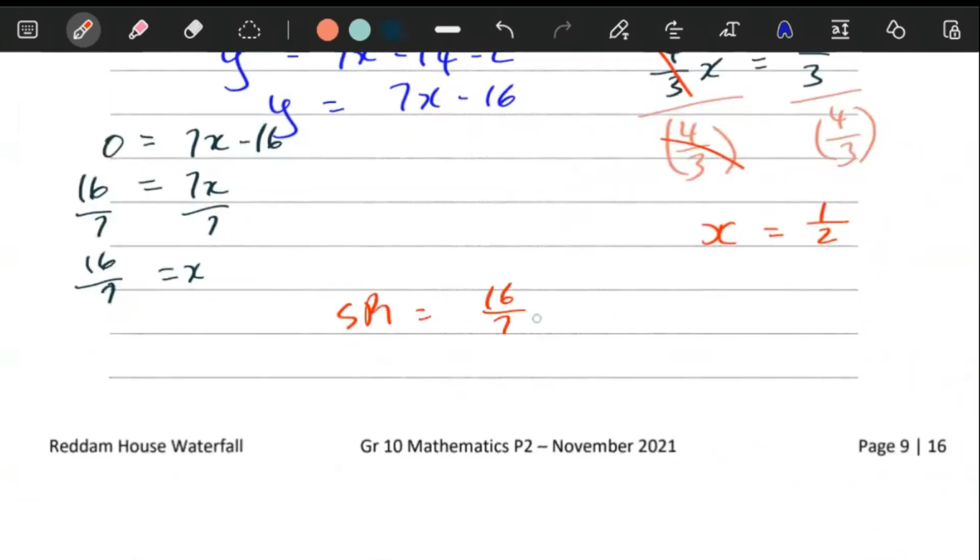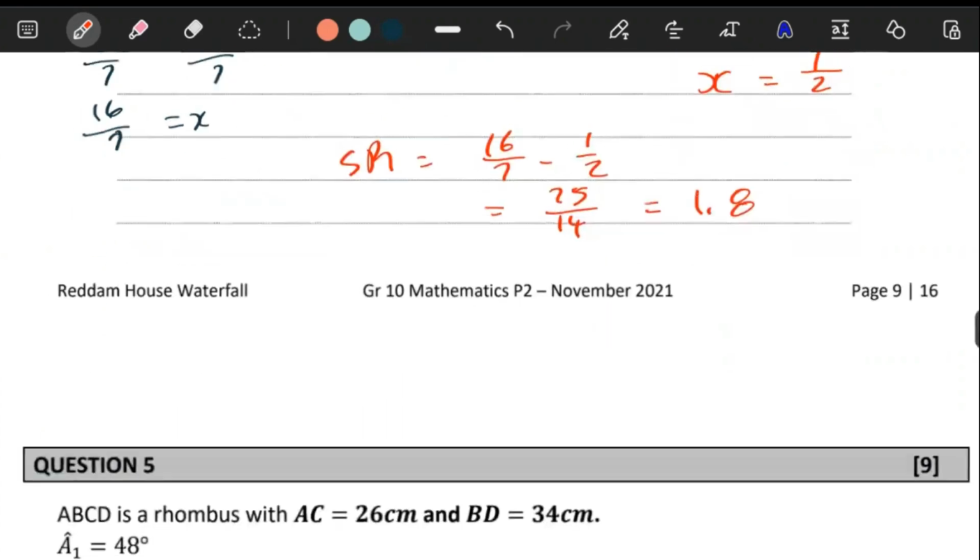16 over 7 minus a half. See what that gives us in the calculator. It's going to give us 25 over 14. To one decimal place, that's just 1.8. Yep, that is all good. All nice. 6 marks. Let's move on.